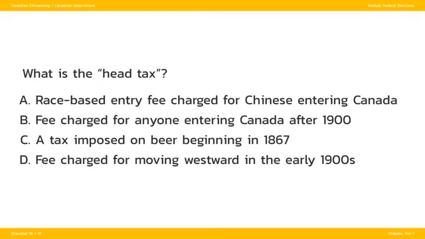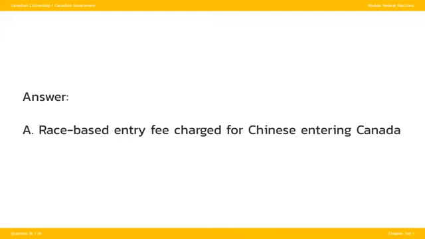What is the head tax? A. Race-based entry fee charged for Chinese entering Canada. B. Fee charged for anyone entering Canada after 1900. C. A tax imposed on beer beginning in 1867. D. Fee charged for moving westward in the early 1900s. The answer is A. Race-based entry fee charged for Chinese entering Canada.